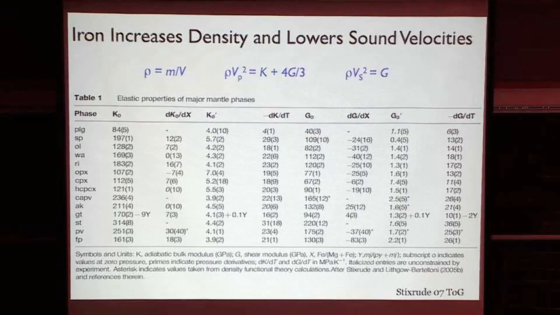So when you look at these basic relationships, you see density is mass divided by volume. When you introduce iron, iron has a much higher atomic mass. So when you replace magnesium by 10% iron, you increase the mass by about 4%. Yes?